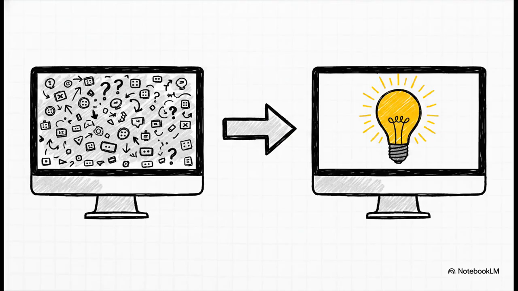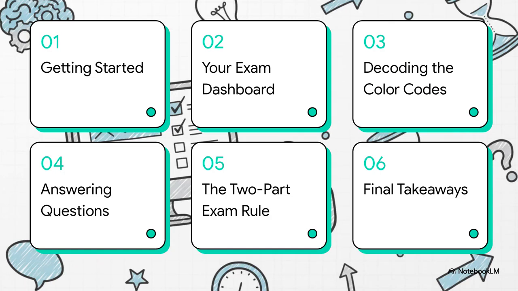So in this explainer, we're going to walk through the entire MHT CET computer interface, step by step. I promise, by the end of this, that screen is going to feel as familiar as your own notebook, which means you can dedicate all of your brain power to the questions. Okay, let's dive in. We'll start with getting you logged in. Then we'll move to the main dashboard. We're going to decode those all-important color codes, see exactly how to answer questions, clarify that really strict two-part exam rule, and then finish up with some key takeaways.